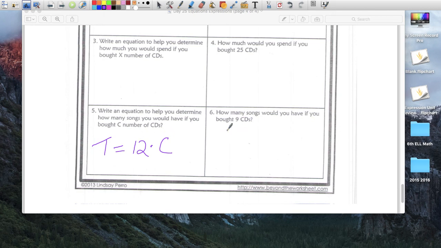How many songs would you have if you bought 9 CDs? Well, the total number of songs I would have would be 12 songs times 9 CDs, or 108 songs. Okay, and I think that's it. And we're up to date.